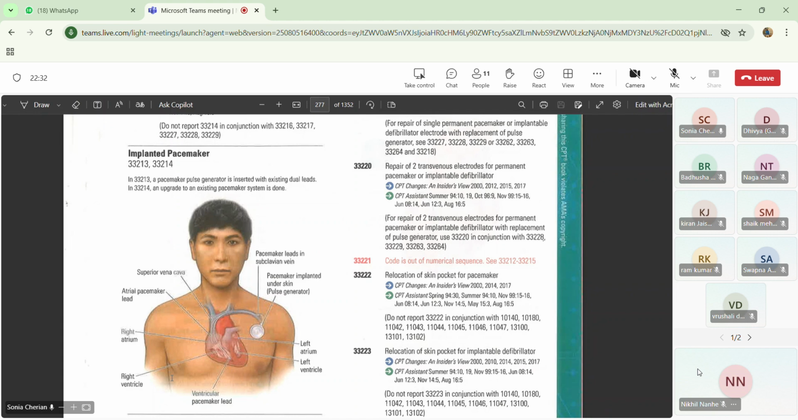We also have leadless pacemaker. A leadless pacemaker is a kind of modern pacemaker where you don't have two parts. You only have one small battery, and inside that you have the leads. So it will perform the function of the battery as well as the leads. It's just a small button size. We call it a leadless pacemaker.